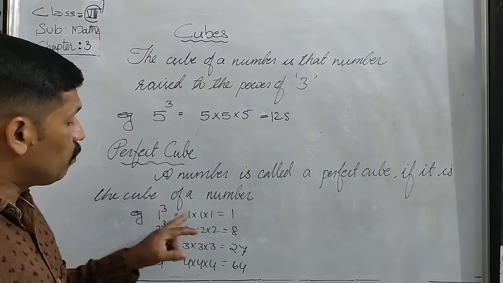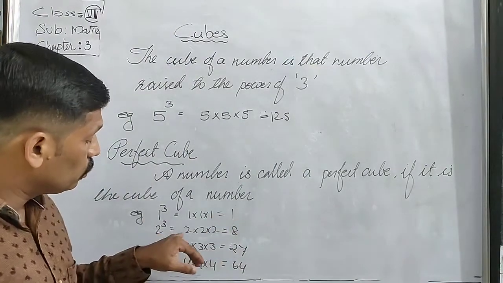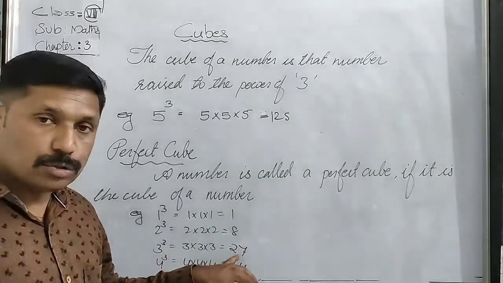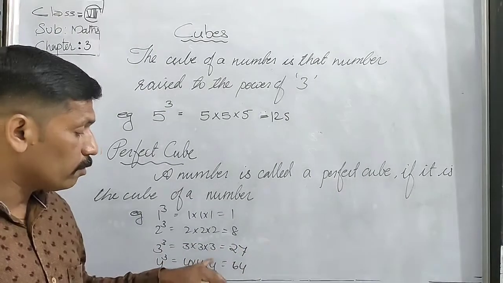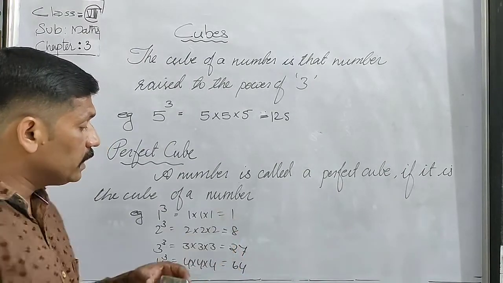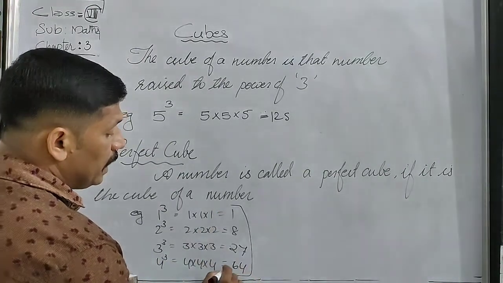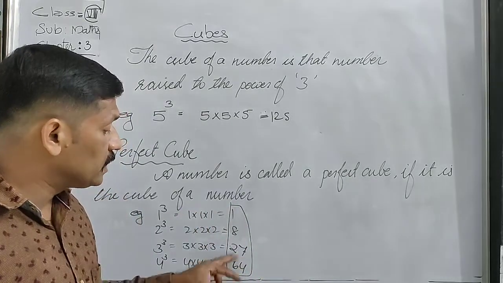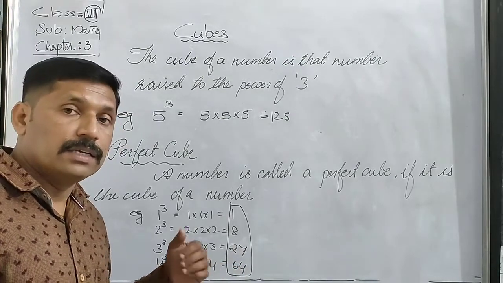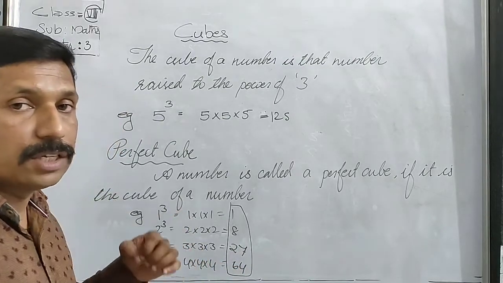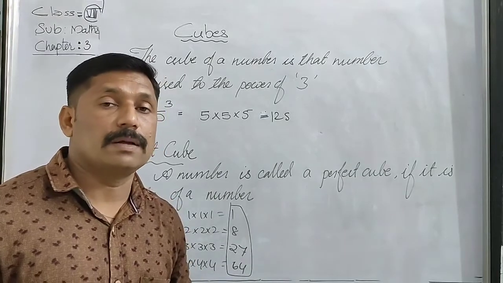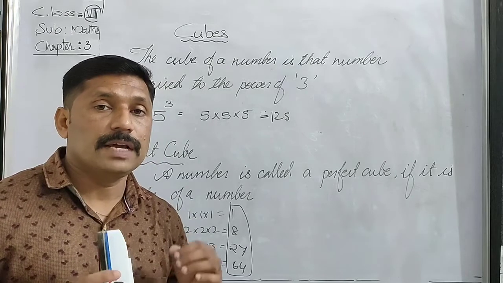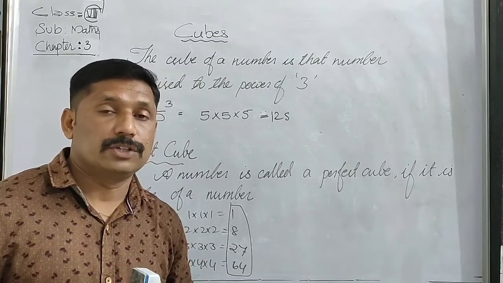Example, 1 cube, 1 into 1 into 1 is equal to 1; 2 cube, 2 into 2 into 2 is equal to 8; 3 cube, 3 into 3 into 3 is equal to 27; and 4 cube, 4 into 4 into 4 is equal to 64. So all these numbers, 1, 8, 27 and 64, are called perfect cubes because these numbers are the cube of a particular number. Okay. Now we are going to discuss the properties of cube numbers.